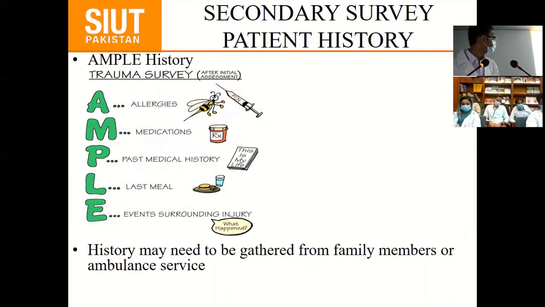In secondary survey, we will take patient history. It has a mnemonic of AMPLE. Ask about any allergies, any past medications, any past medical history, and also it includes pregnancy, last meal he or she has taken, and the event, what has happened during the injury. History may need to be gathered from the family members or ambulance services if the patient is unconscious.